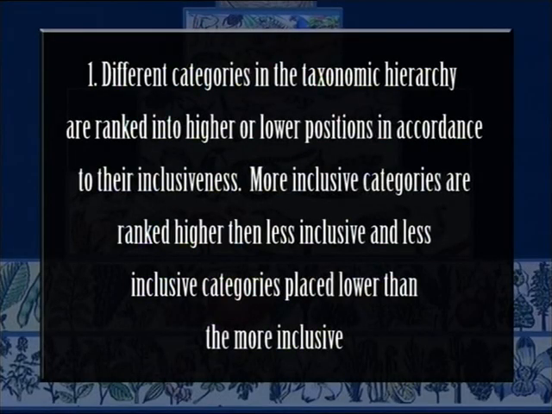Some of the important properties of taxonomic hierarchy which make a classification system more comprehensive and better understandable are as follows. Number one: different categories in the taxonomic hierarchy are ranked into higher or lower positions in accordance with their inclusiveness. More inclusive categories are ranked higher than less inclusive, and less inclusive categories are placed lower than more inclusive.